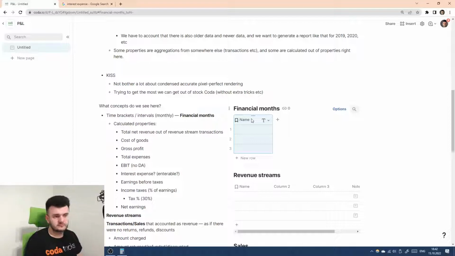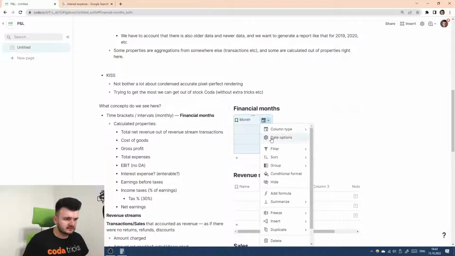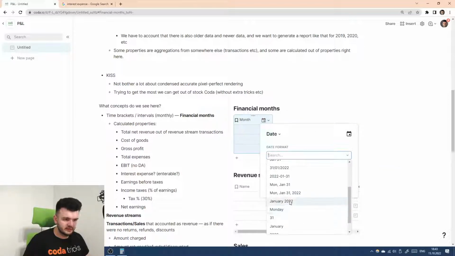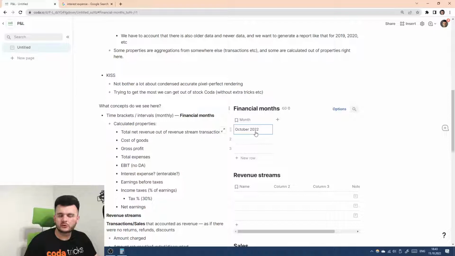Okay. Since the financial month is gonna be a more complicated construct, it's gonna be a month of a year. We need something to serve as a display column, something that will identify this financial month in our system. Well, let's make it a date, and let's set it to show just the month and the year. Whenever you select a day from a given month, it's gonna show you just the month and year. So the 14th or 15th or the 1st or 21st is gonna be October 2022.